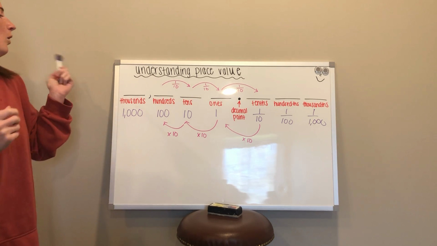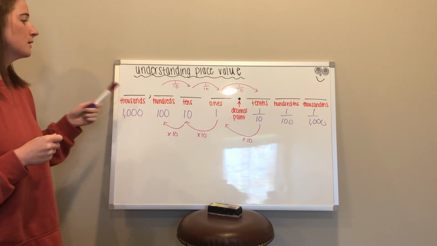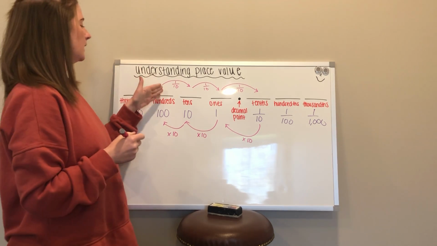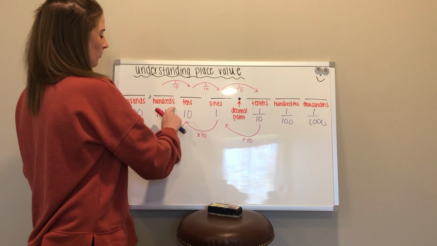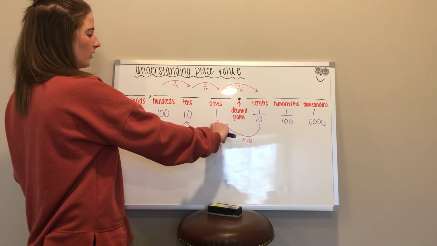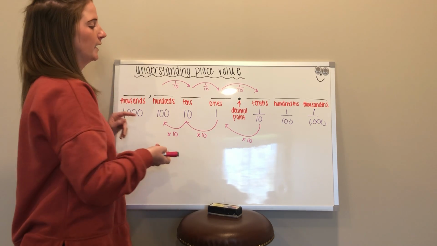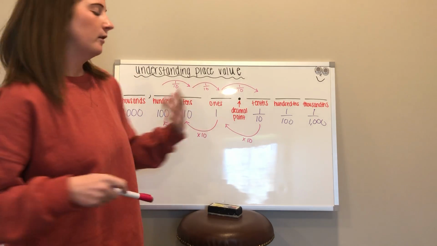So with your lesson today with the iReady, this is all you're doing. You're talking about, okay, when you go from 100 to 10, you're getting 10 times less, or 1/10. Or if you're going from one place to the left, you're getting 10 times greater, okay?